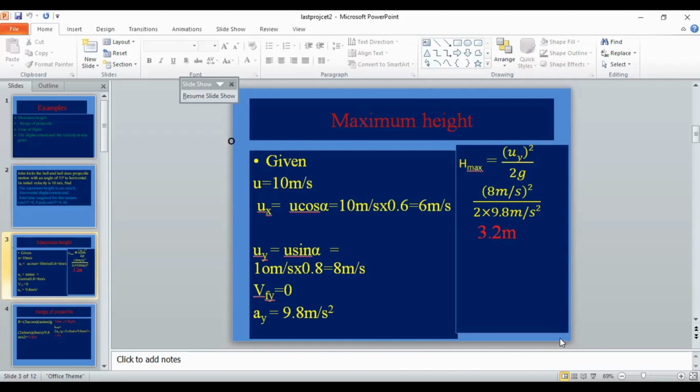The maximum height, as we discussed in our previous unit, is u_y squared over 2g, which is 8 meters per second squared, over 2 times 9.8 meters per second squared, which gives 3.2 meters.